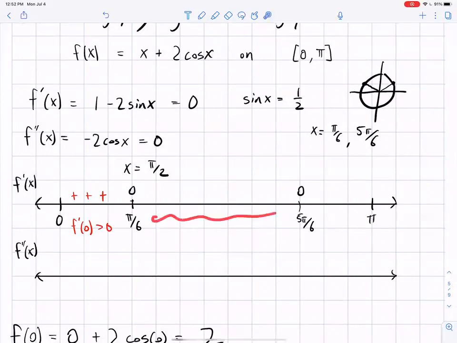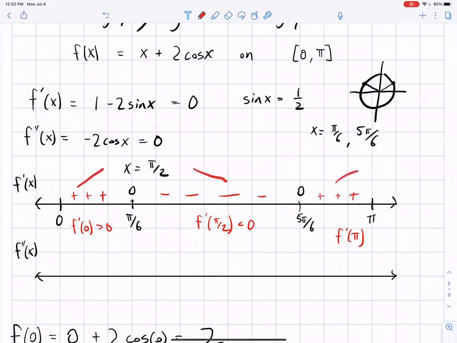To do one in the middle, let's do f prime of pi over 2. If you plug in pi over 2, sine is 1, and so this whole thing will be negative, less than 0, and so it'll go down like that. And we can plug in pi on this side. F prime of pi, sine is 0, and so it'll be positive. So that's what the sign chart will look like: positive, negative, positive. So this is going to be a relative max, and this one's going to be a relative min. So this is the max, this is the min.